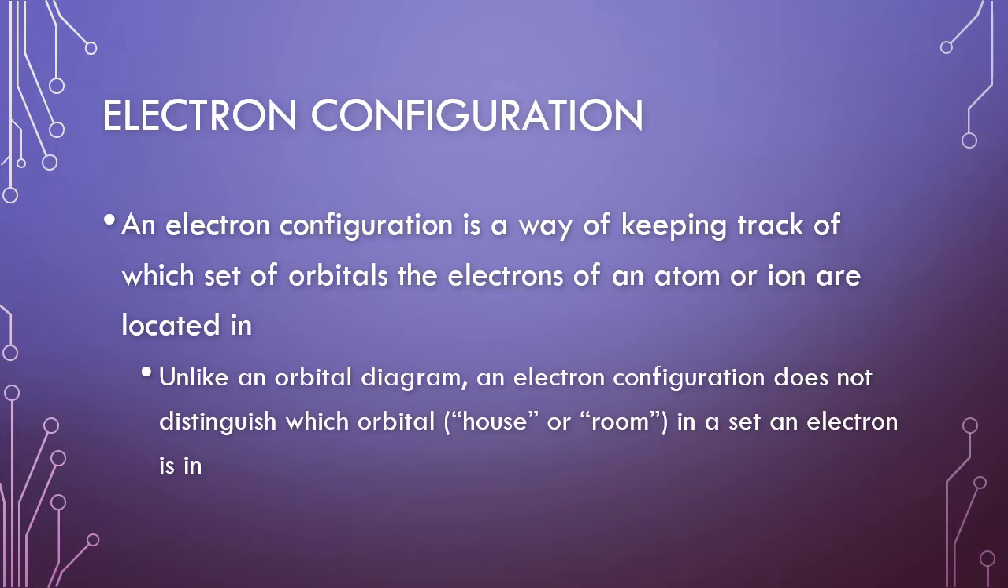So what is an electron configuration? An electron configuration is a way of keeping track of which set of orbitals an electron in an atom or ion is located. This is unlike orbital diagrams, which we'll discuss in a later lecture, where the electron configuration will not distinguish which of the orbitals in the set an electron is in, simply that it is in the 2p orbitals, even though there are in fact 3 different orbitals being counted there.